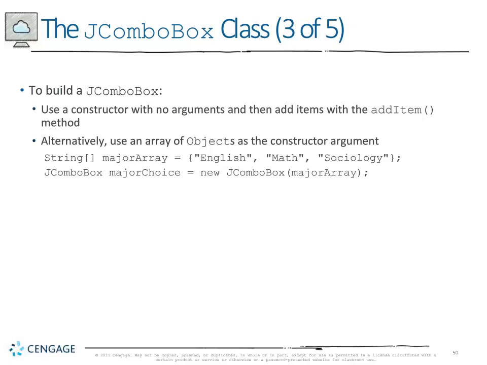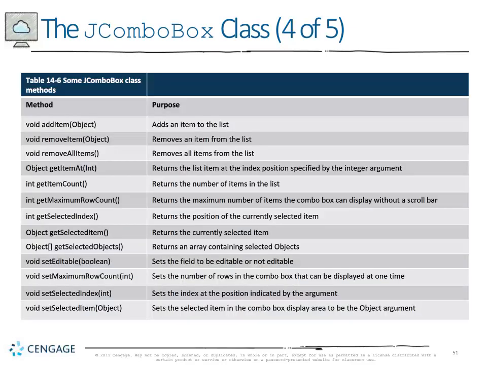For example, String[] majorArray = English, math, sociology. Then JComboBox majorChoice = new JComboBox, and for the constructor, we pass majorArray. This table lists some methods we can use with the JComboBox object. For example, we can use the setSelectedItem method or setSelectedIndex method to choose one of the items in a JComboBox to be the initially selected item.